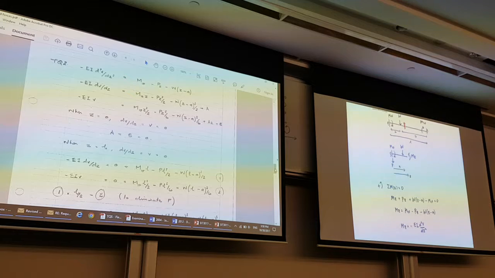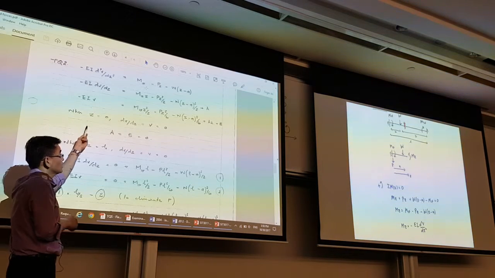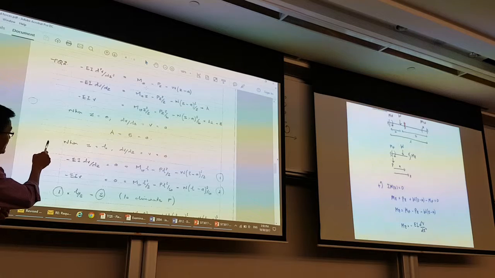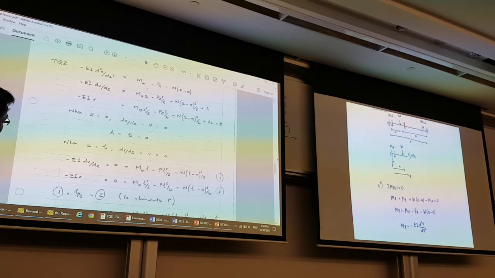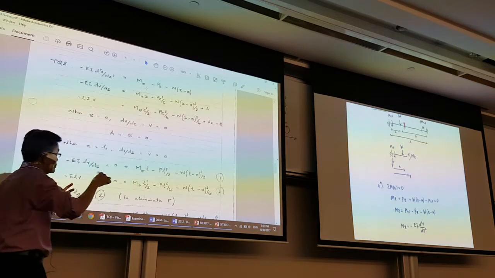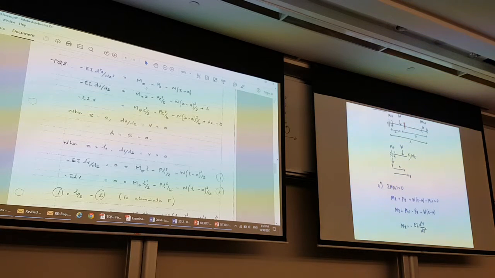So where do you apply the boundary condition? The first boundary condition is when z equals to 0. Right? When z equals to 0, you know that dv dz is equal to 0, and v is equal to 0. So dv dz equals to 0. Alright? So what is actually dv dz? Right, dv dz is actually the slope.